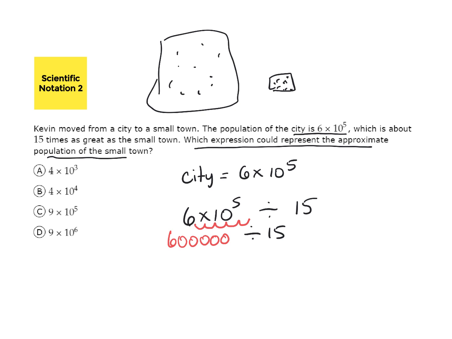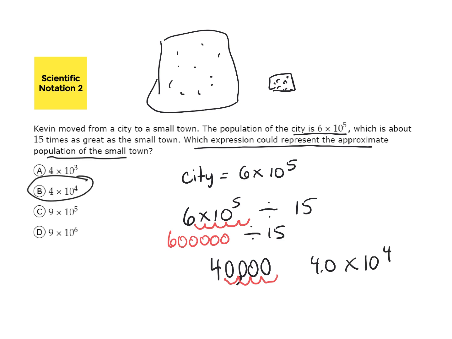So you've got your number divided by 15, and I end up with, and I say, oh, I've got to put it back in scientific notation. I have it in standard form at 40,000, but I would move it over 1, 2, 3, 4. So we have 4.0 times 10 to the 4th. So here is our answer.